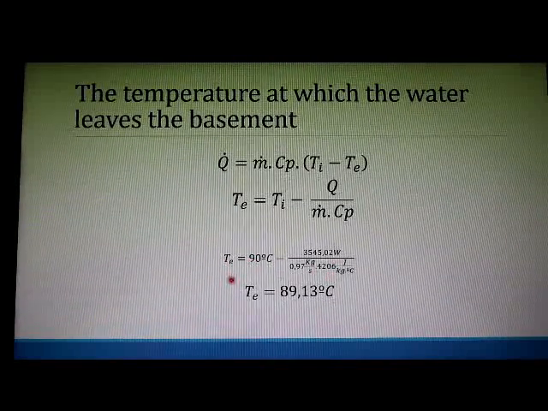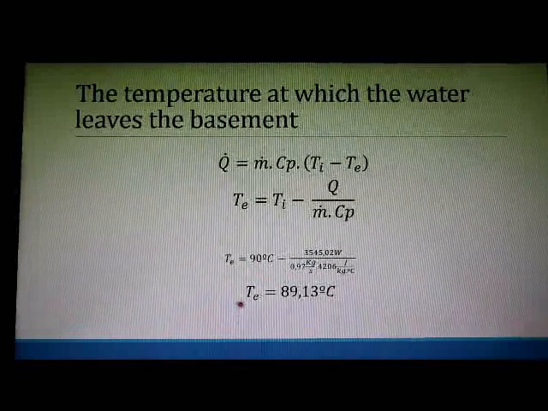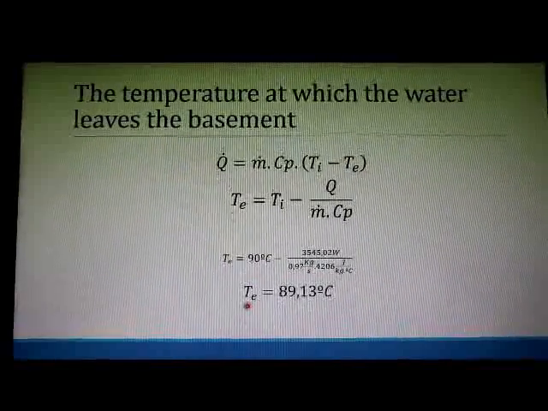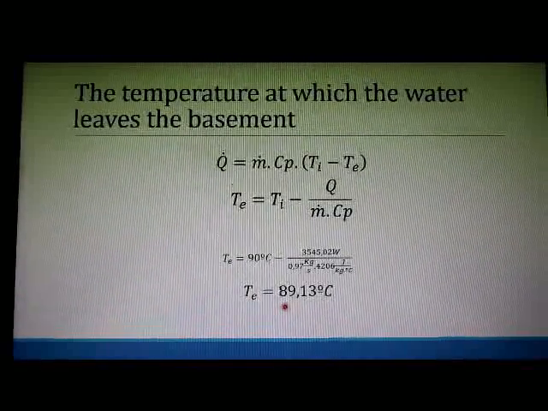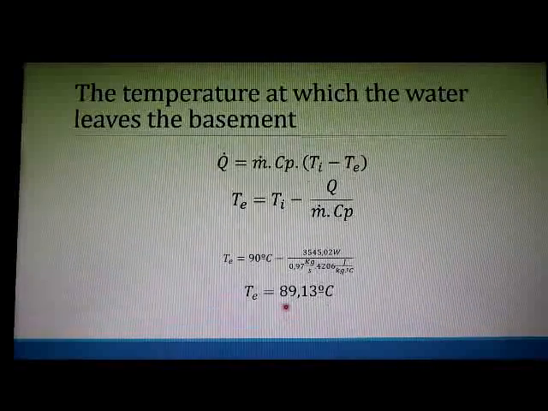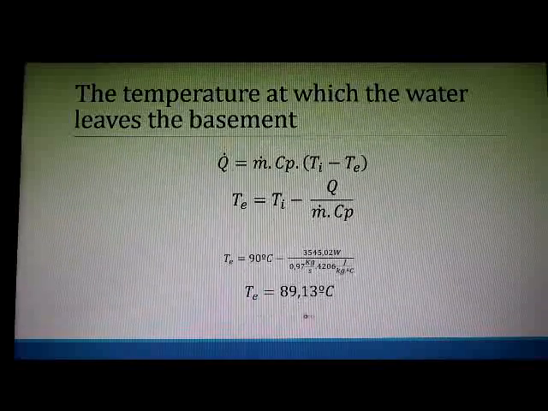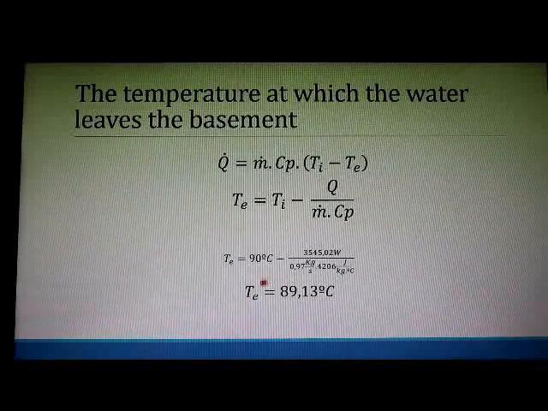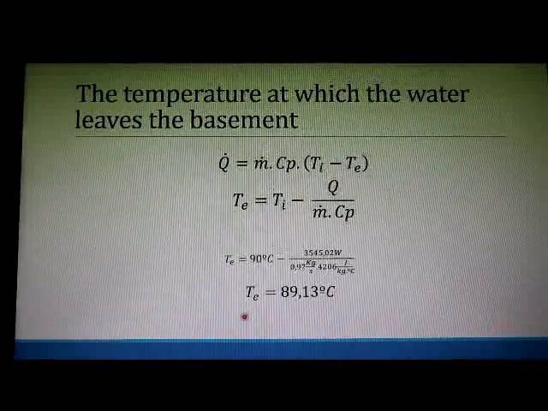Now we have to do the math, and we have that the temperature at which the water leaves the basement was 89.13 Celsius. Okay, this is the second answer to the question, and that's it. Thank you.